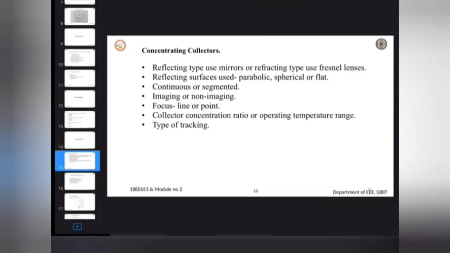So what happens is, usually in the concentrating collector we make use of mirrors, reflecting types. We make use of mirrors, that could be concave reflecting surface mirrors or Fresnel lenses. These are a combination of lenses linearly connected in series. So these lenses will be made use of for concentrating collectors here.